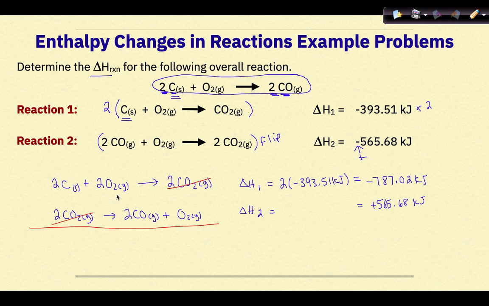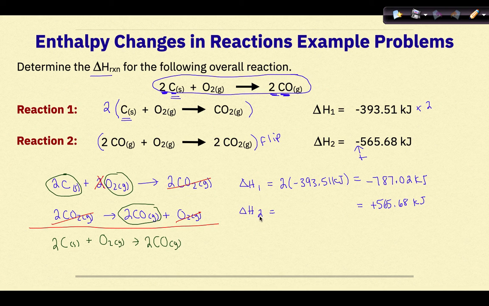And I also can cancel out one of my oxygen molecules. I have 2 as a reactant and 1 as a product. So this can go away and this 2 can be removed. Everything else here is unique to itself and also matches my original overall reaction. So when I rewrite this, I will get 2C solid plus O2 gas yields 2CO gas, and that matches my original overall reaction.